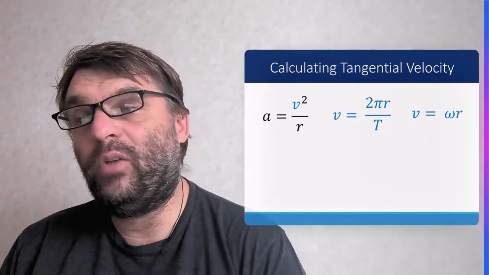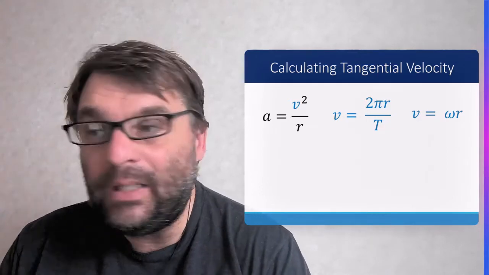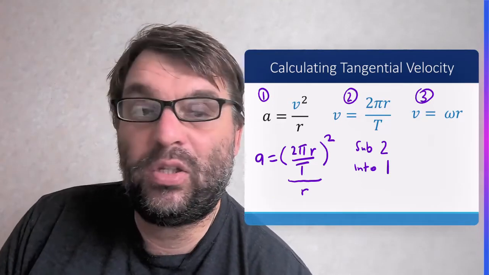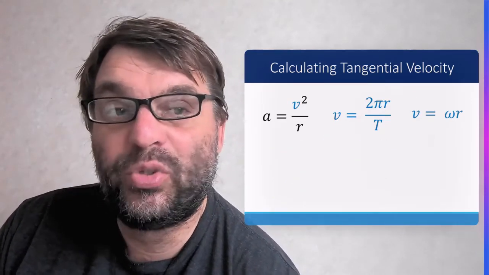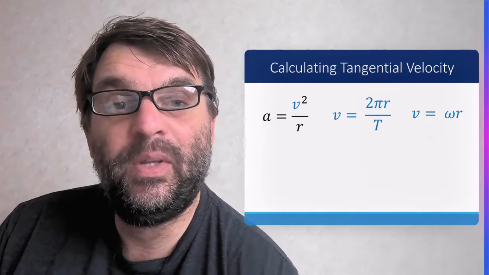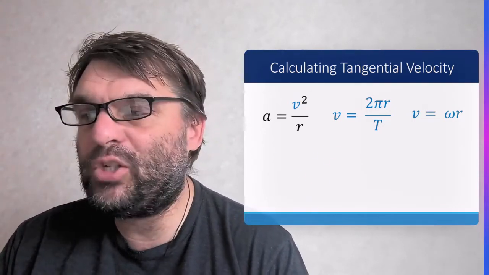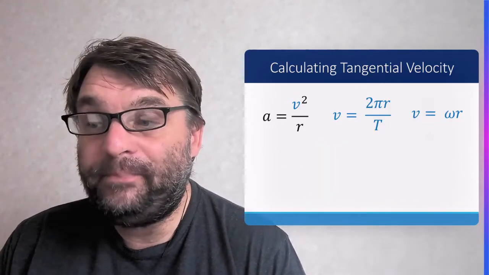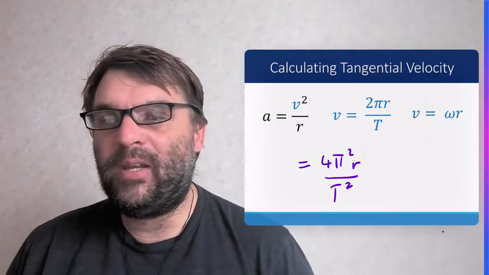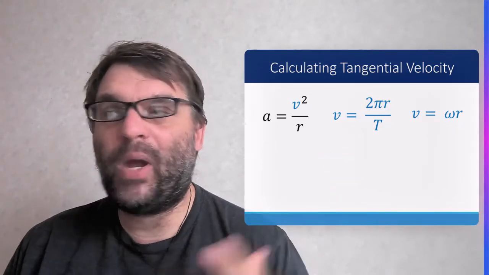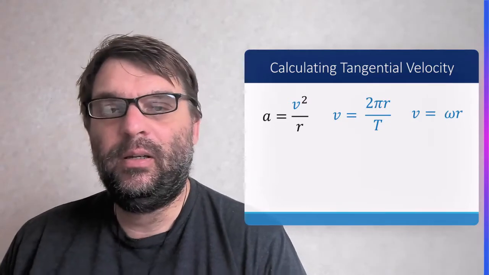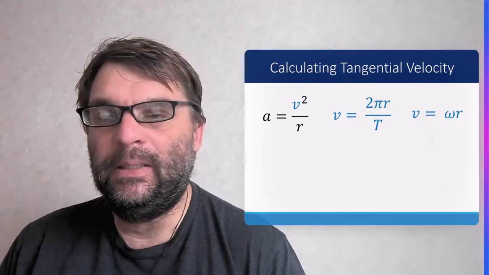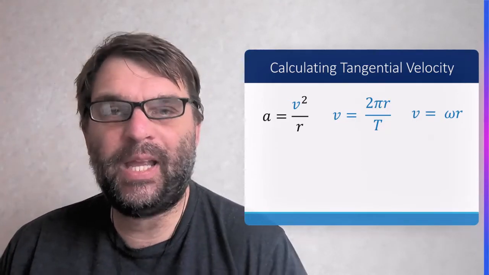So centripetal acceleration equals v squared over r. Velocity equals 2 pi r over T, and velocity equals omega r. Through rearrangement, the acceleration will be (2 pi r over T) all squared, divided by r, because you're just substituting the second equation into the first. Open the brackets up and you get 4 pi squared r squared over T squared, divided by r, which gives another equation: 4 pi squared r divided by the time period squared.